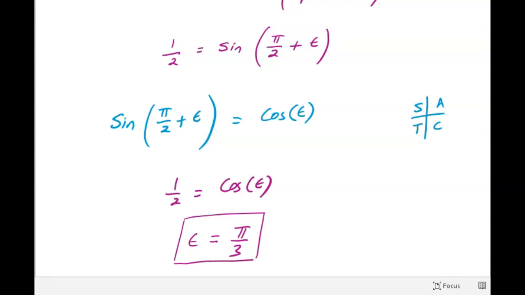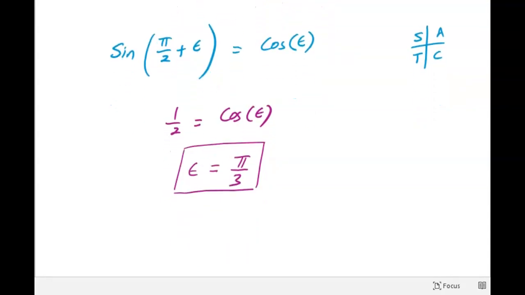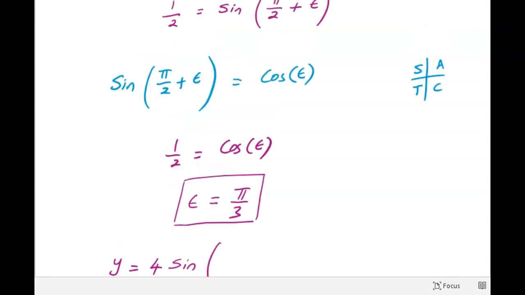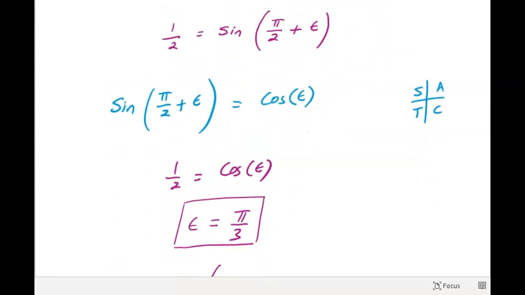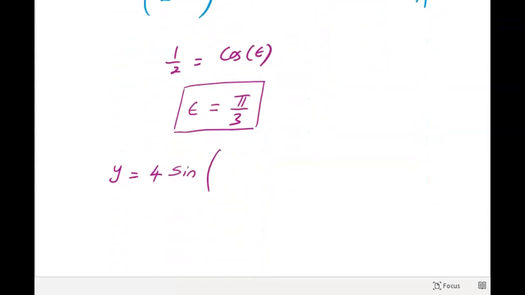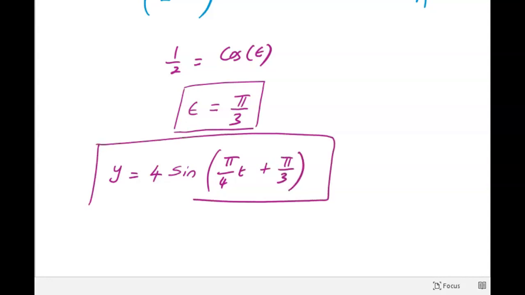Now that we've got the values for all three, like I did in the previous example, I'm going to rewrite the rule with all three values. So y is going to be equal to 4 sine. Now n was, from memory, pi on 4. So pi on 4 t, and e is a positive pi on 3. And that completes this particular question.